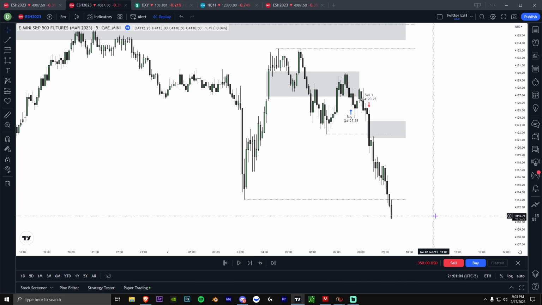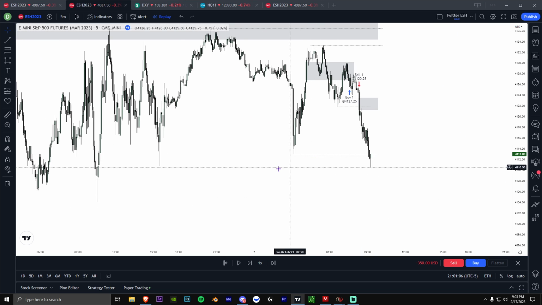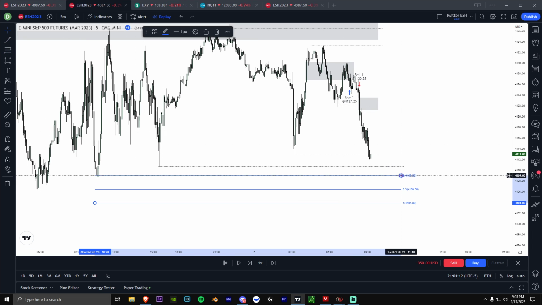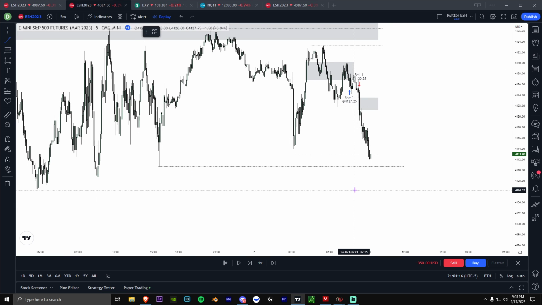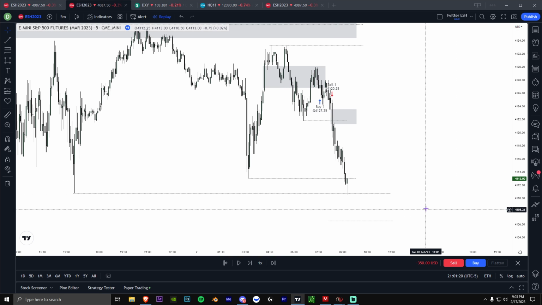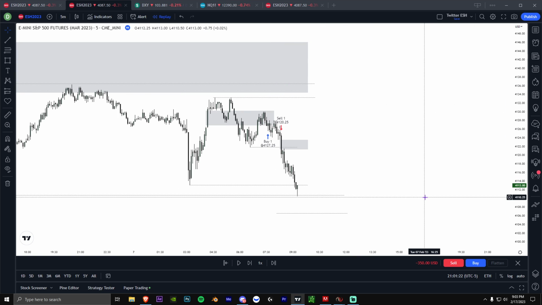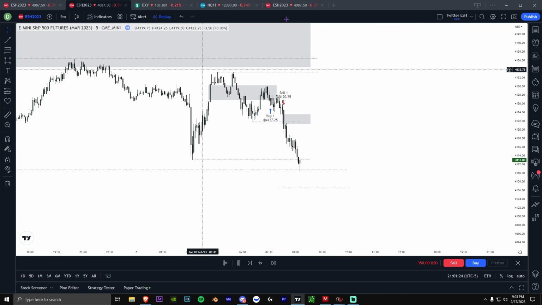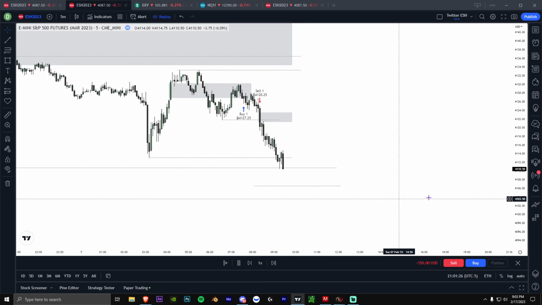I'd probably be looking for another long setup down here, no matter what low we swept. So we could sweep this low. Consequent encroachment of this is 41.4106, 0.05, 4.50. So I'd probably be looking for a long setup here, and then my target would be this gap or these highs. I have no idea what happens here.